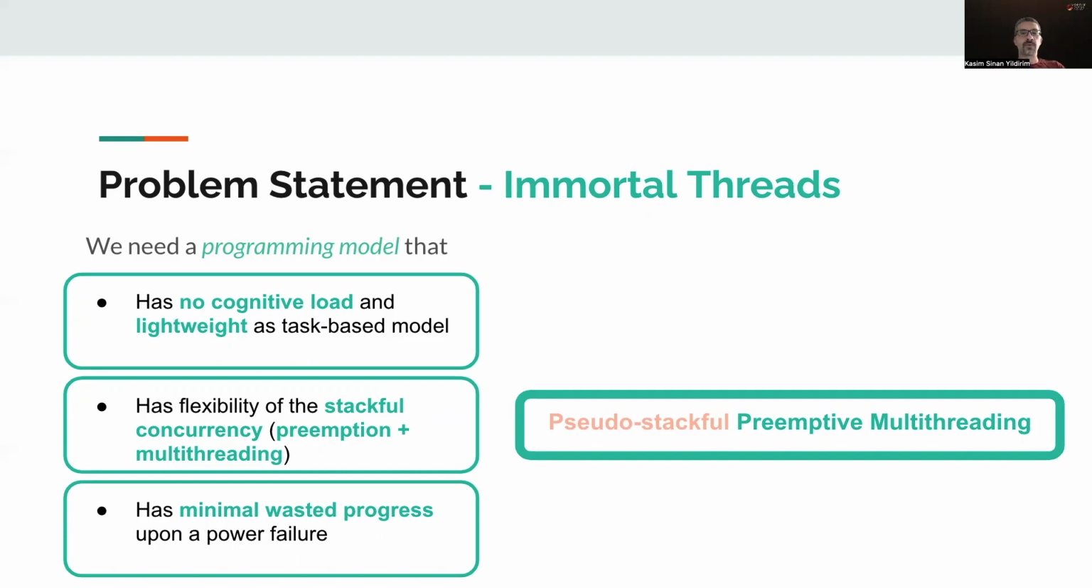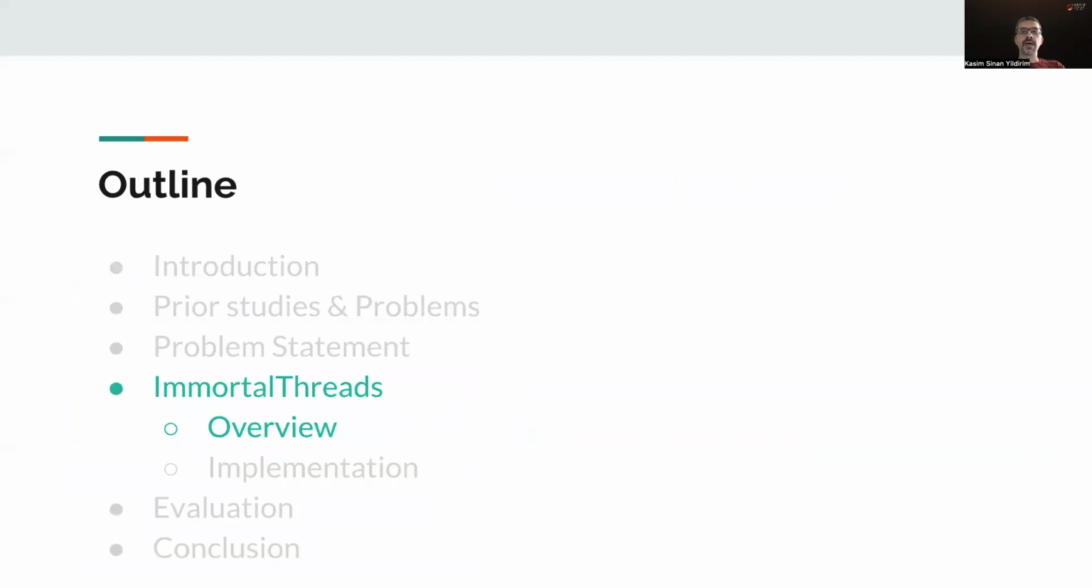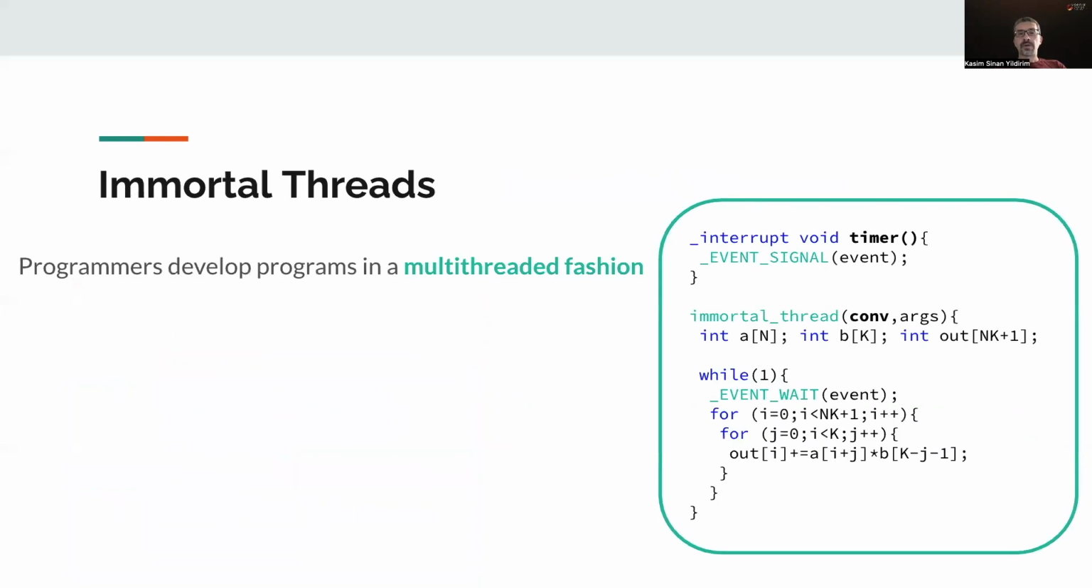fulfills all these requirements. Now I am going to give you an overview of Immortal Threads. Programmers using Immortal Threads write their applications in a multithreaded fashion as they are programming a continuously powered system. The main building blocks of an intermittent event-driven application are Immortal Threads that continue running from where they left upon power failures.